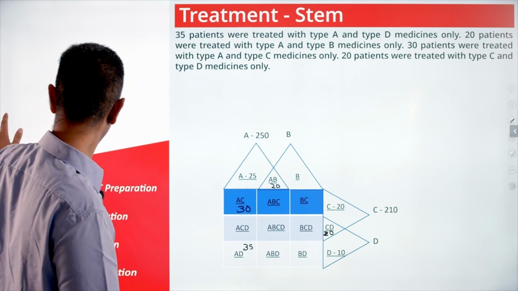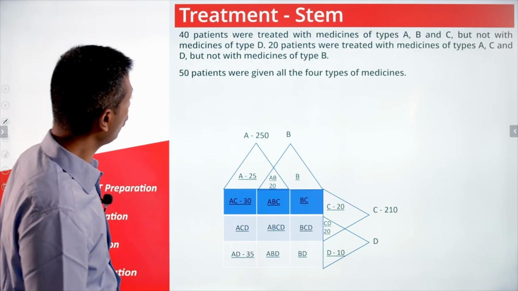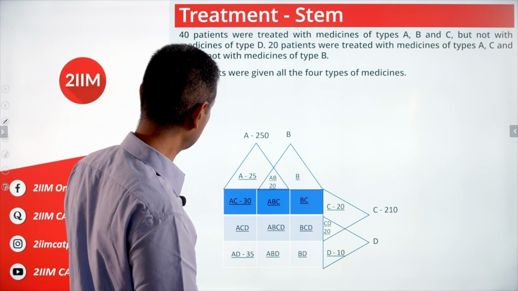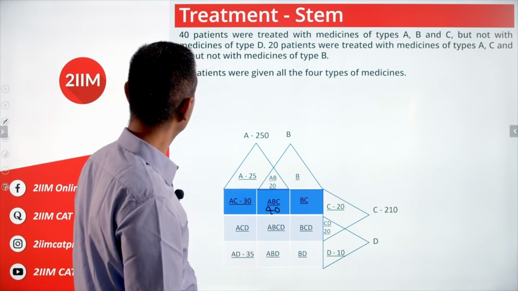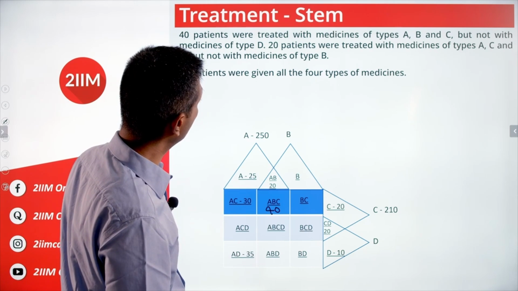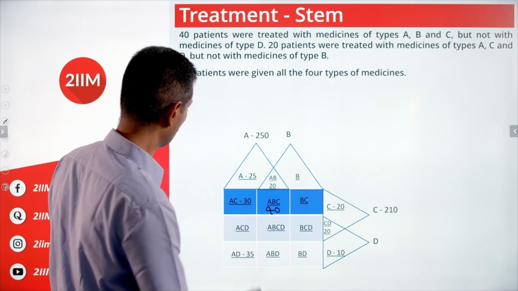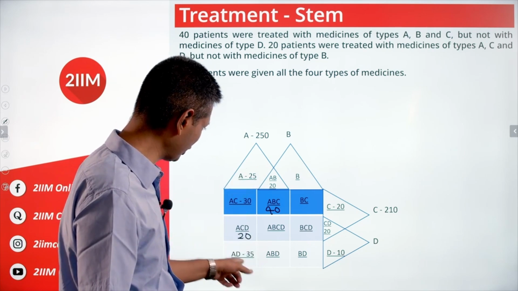Once again, lovely, so we're filling quite a few. 40 were treated with types of medicines A, B and C, but not of type D. This is 40. Lovely. 20 were treated with A, C and D, but not B. This is 20. Lovely. So you're filling quite a lot of data points.